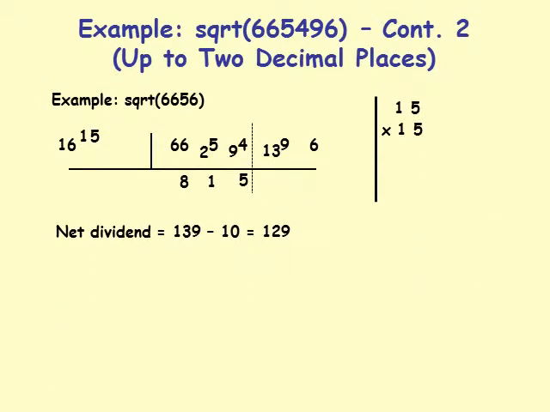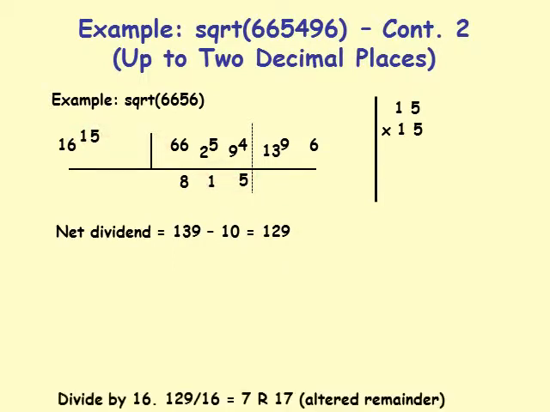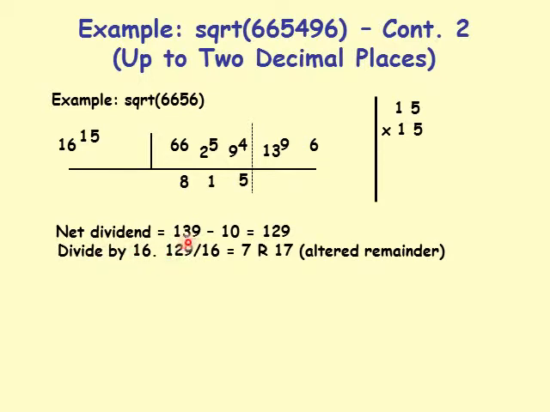So far we had 139 minus 10 as the net dividend. The 10 comes from the duplex of 15. Net dividend is 129, divided by 16. We will use 7 remainder 17, not 8 remainder 1, because that would get me into negative situations later. So that's an altered remainder. 7 is the quotient digit and the remainder is 17. 7 goes here, 7 goes here, and 17 comes in here.